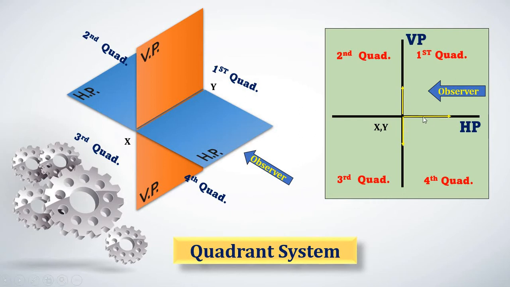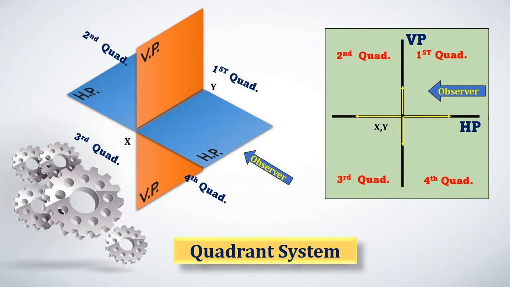Then if in the question they mention the position of the point is in front of VP, then this arrow indicates the direction of the point. And finally, if the position is mentioned that it is behind vertical plane, this is the arrow location, or we can say this is the position of that point. I hope all of you understand the different positions of the points in this quadrant system.